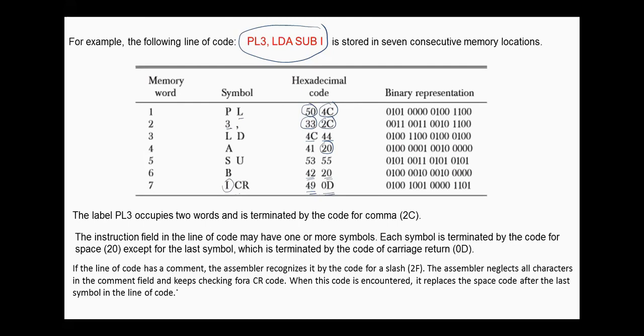If the line of code has a comment, the assembler recognizes it by the code of a slash, 2F. In this case, all characters in the comment field are neglected, and the assembler keeps checking for a carriage return code. When this code is encountered, it replaces the space code after the last symbol in the line of code.